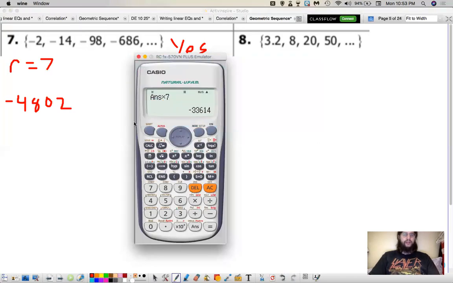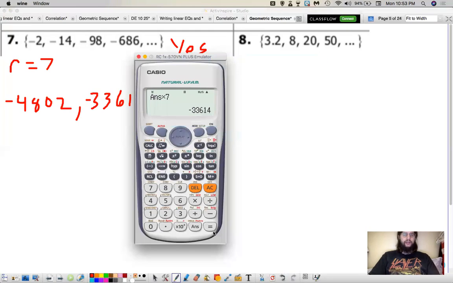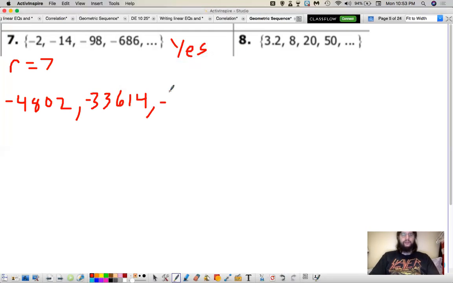And if I multiply, 33,614, also negative. And then negative, huge number, 235,298. As long as you have yourself a calculator, you'll be fine. If you don't have your calculator, well, then good luck.